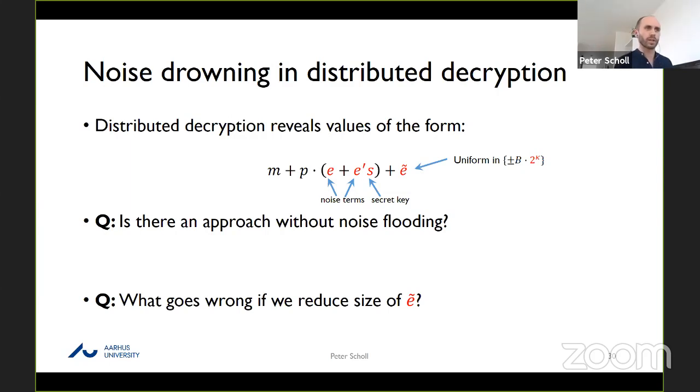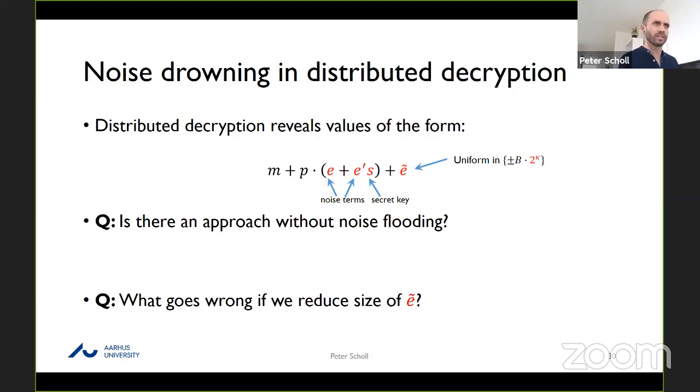And then secondly, what actually goes wrong if we just take this approach and reduce the size of the drowned noise? So I don't know if you can use something like Renyi divergence to analyze this. It might be you can, but I haven't seen anything along these lines.